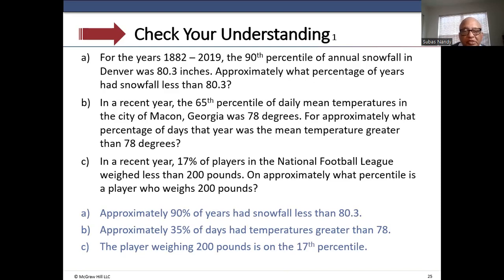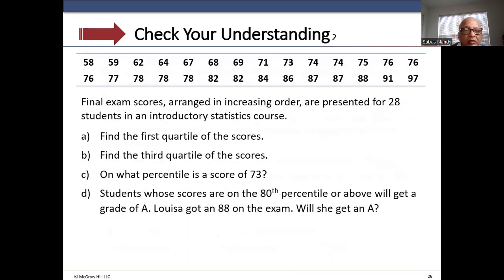So 65th percentile means 78, at position 78, 65% below it, 35% above it. In a recent year, 17% of the players in the National Football League weighed less than 200 pounds. Approximately what percentile is a player who weighs 200 pounds? Okay, it's the 17th percentile.